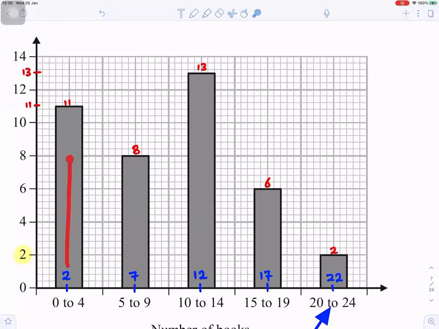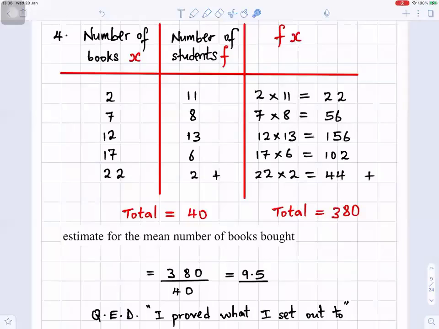So it's going to be 2 times 11, 7 times 8, 12 times 13, 17 times 6, 22 times 2. And from there, we can estimate the mean. It is usually best to put your work in a table form for this type of question. So the first column is number of books, we can call that X. Number of students, we can call that F. And F times X is the number of books times number of students.